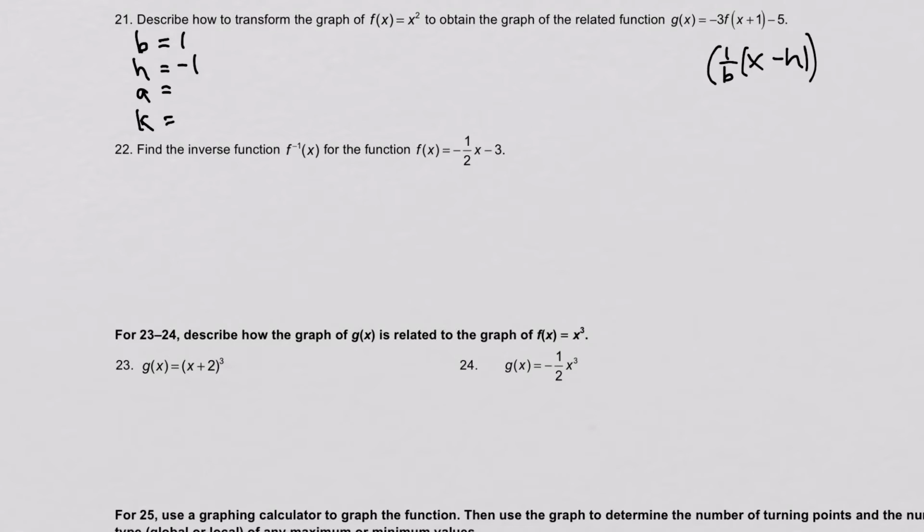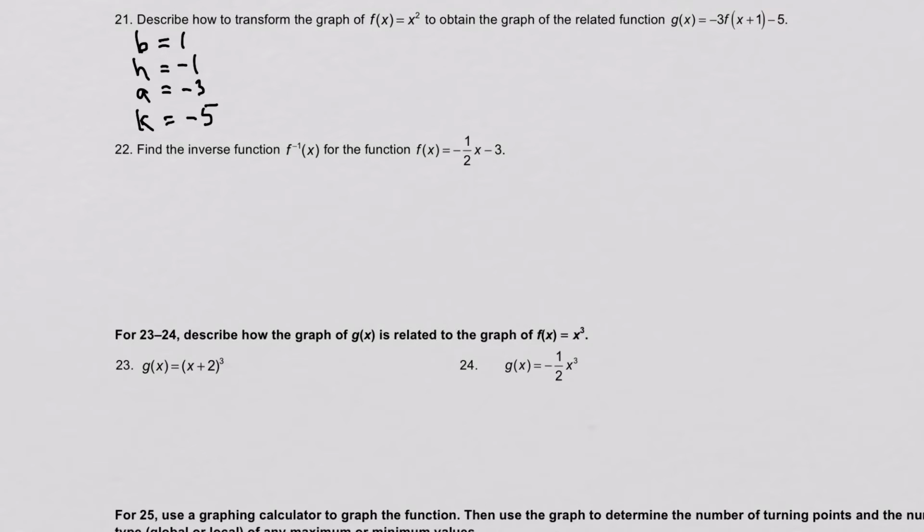A is the number in front. It's always up here in front of the function, a times f of something. So a is the coefficient up there in front, which means that in this case a is negative 3. And k is the number that is being added at the end, that single constant at the end. So in this case, k is negative 5. Now using those values, I can now tell what transformations happen to this graph.